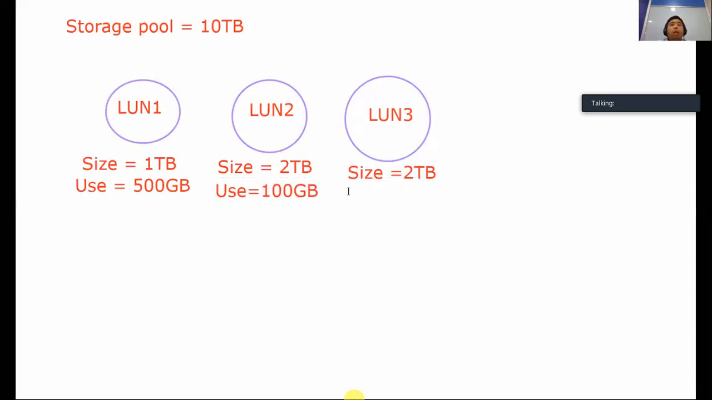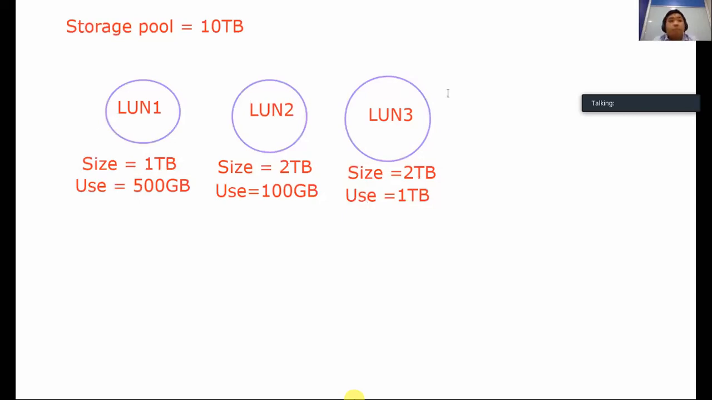For LUN 3, I use, let's say, 1 terabyte. Okay? So basically, this is the size of your hard disk. This is out of the size. How many have you used? The disk itself. Okay? So right now, we have this scenario over here. So what is the difference between thick and thin LUN?